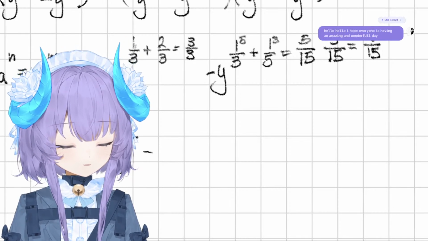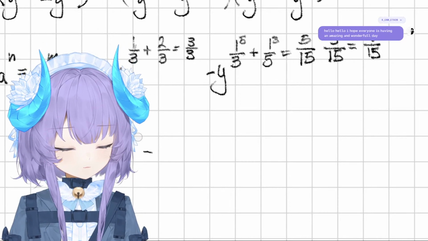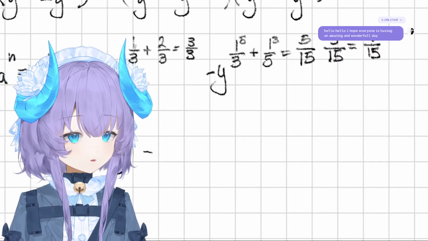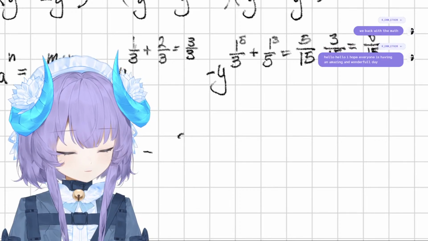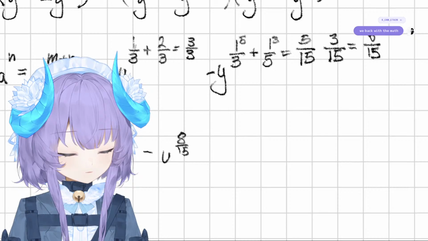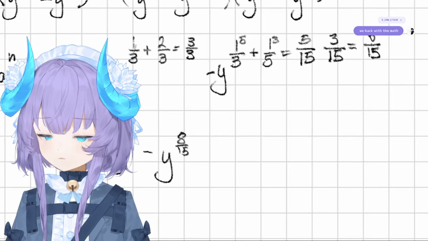Oh wait, that just goes away because there is no y. y to the 1 is just y. Minus 8 over y. Right?